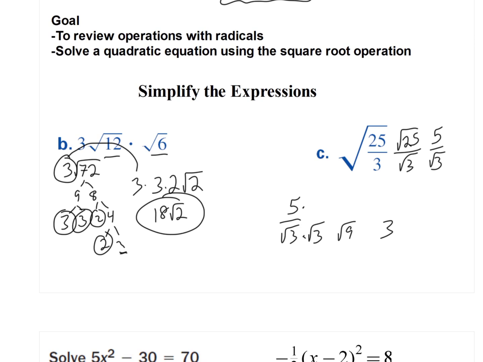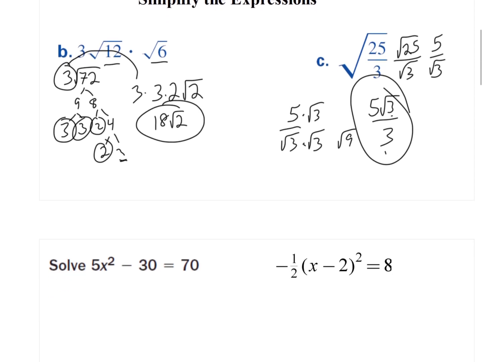Well, whatever I do on the bottom of my fraction, I also have to do that to the top. So on the top, 5 square roots of 3. Now this 3 and this 3 can't be reduced because one is inside of the radical and the other one is outside. So hopefully that helps you out a little bit. That's going to come in a little bit handy here.